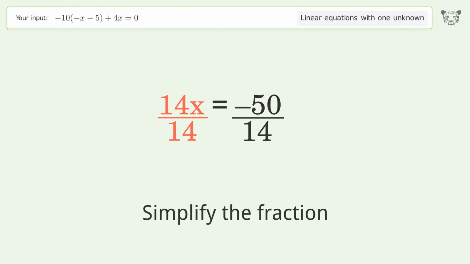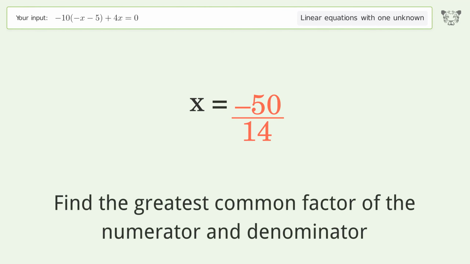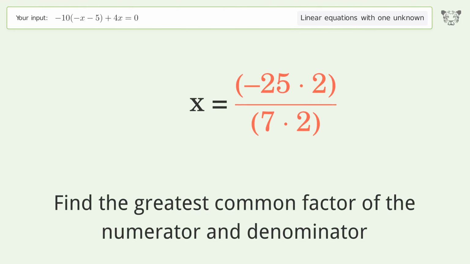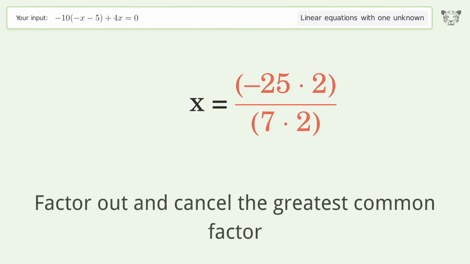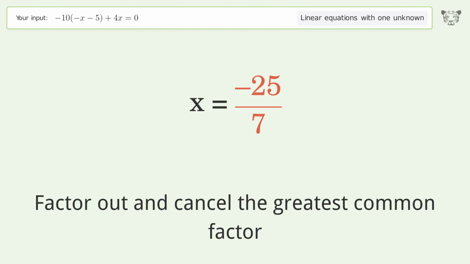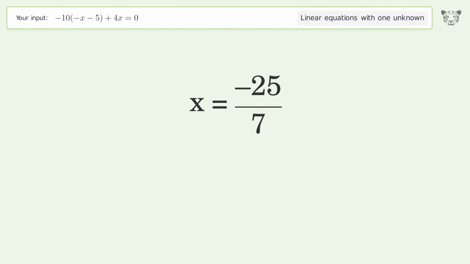Simplify the fraction. Find the greatest common factor of the numerator and denominator. Factor out and cancel the greatest common factor. And so the final result is x equals -25/7.